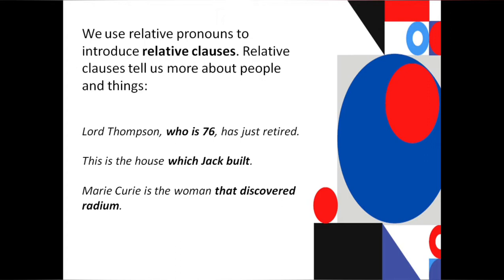This is the house which Jack built. So I know that there is a house, and who built it was Jack. So Jack built. Mary Kerr is the woman that discovered radium. So we have here who, which, and that.